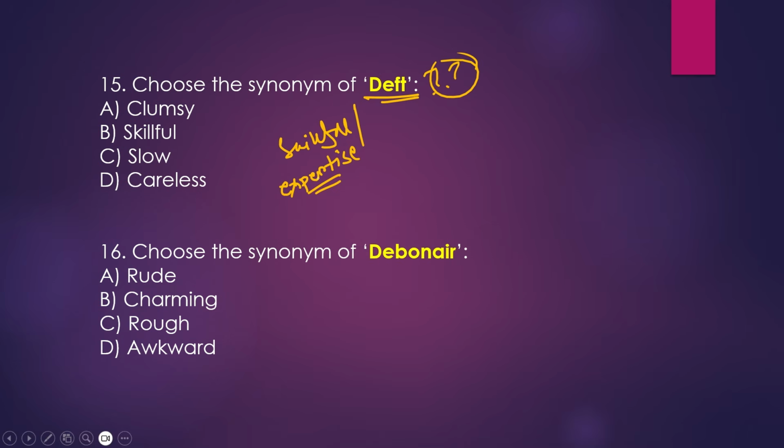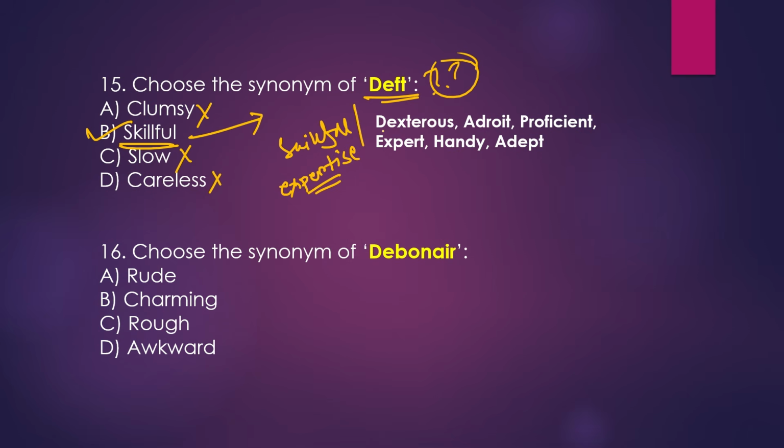So look at the options. Here option B, skillful, is the correct synonym of the word depth. Clumsy, slow, and careless, these all are inappropriate. Okay, so here extra synonyms like dexterous, adroit, proficient, expert, handy, and adept. So the word adept means skillful. Also one kind of expertise on something, that is called adept.